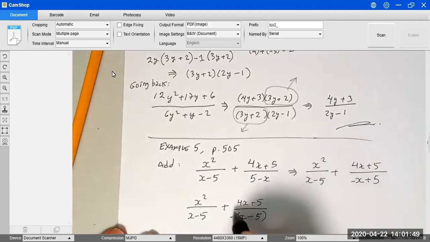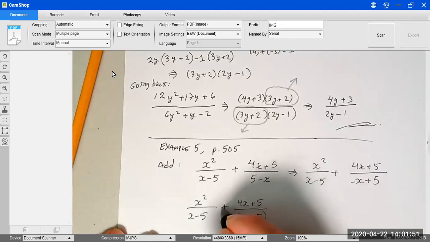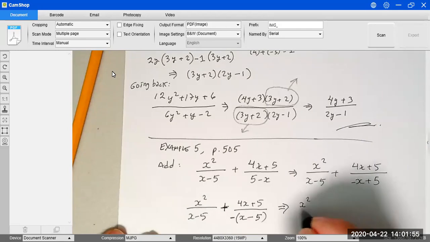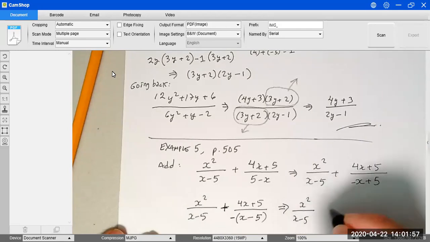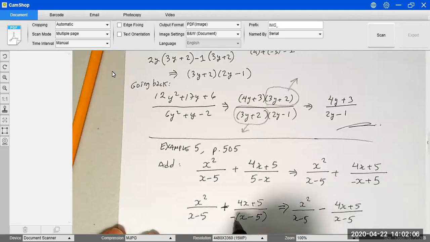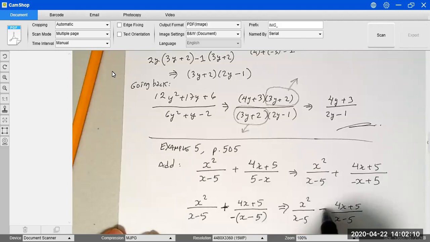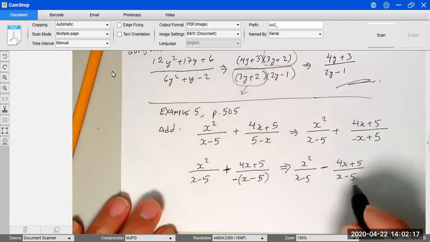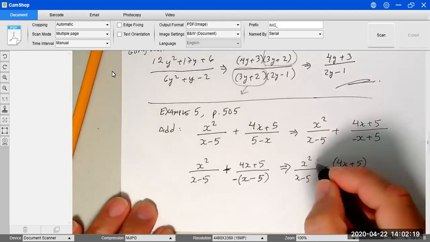So the next step is that this addition is going to become a subtraction. So you're going to write this as x squared over x minus 5 minus 4x plus 5 over x minus 5. So we are multiplying this positive and this negative to get a negative sign. And the rest is just the same. You just have your common denominator here. You use parentheses to prevent mistakes.